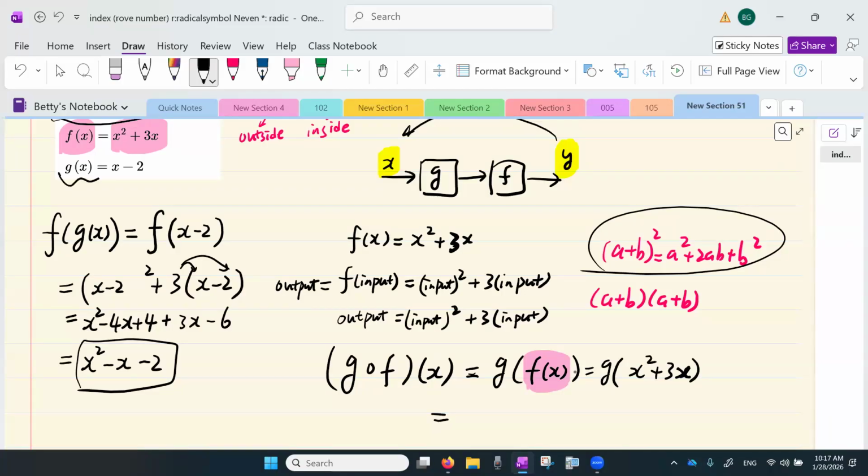This is g. The output of g is very simple. It is 2 less than the input. So it's gonna be x squared plus 3x minus 2. Exactly. Pink is the input. Input minus 2. Pink is x squared plus 3x.